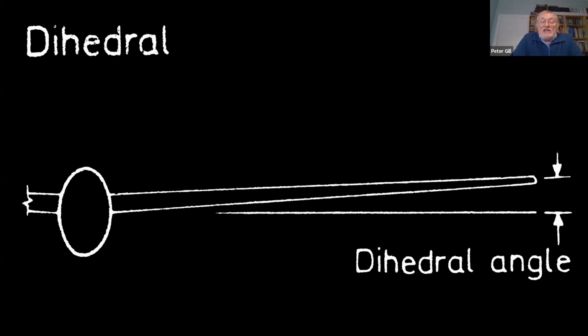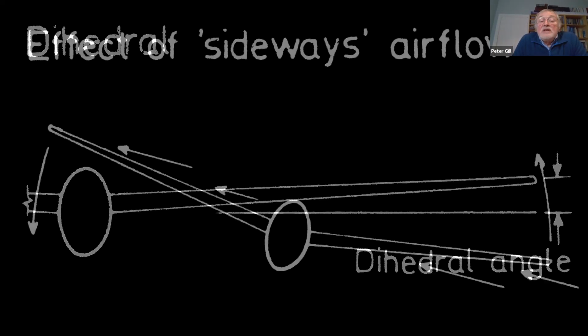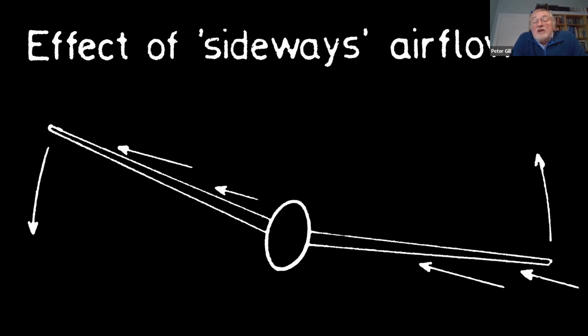Moving on, lateral stability comes from dihedral. How does that happen? If the glider momentarily banks, it will start to slip towards the lower wing. The lower wing is presenting itself at a higher angle of attack, and that will produce more lift, and it will correct. Okay, most gliders are like that.